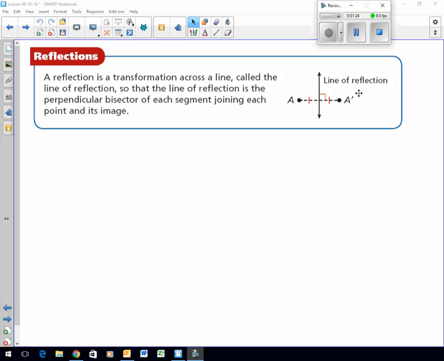Remember perpendicular. What type of angle does a perpendicular line form? A right angle. How do I know something is a right angle? 90 degrees. It's got a box up here, correct? Right with me? Okay. All right, so in this example, they wanted a reflection of point A.